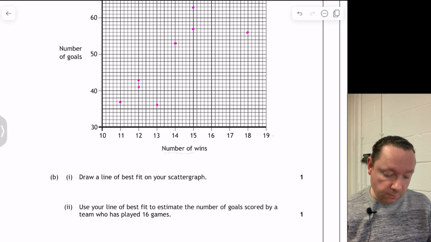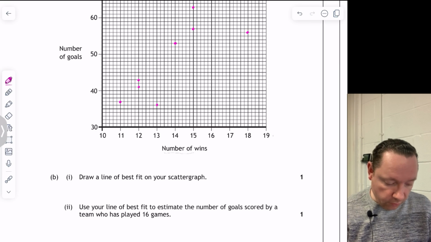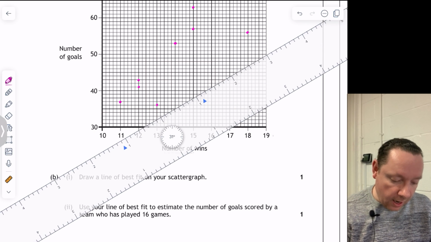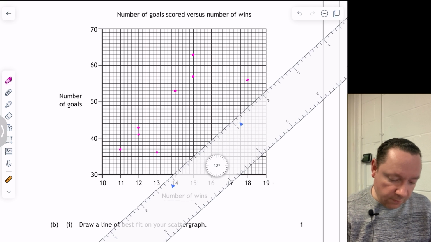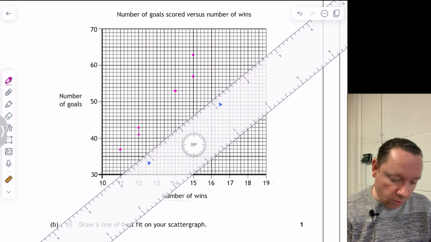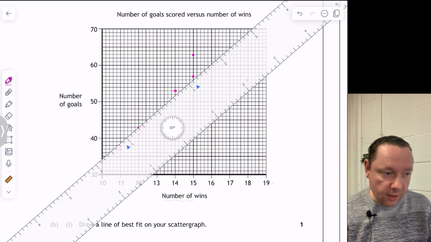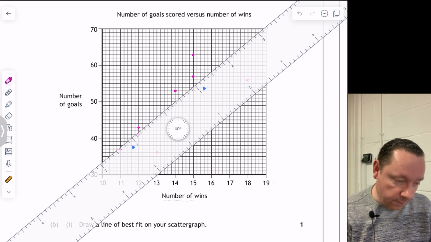Part B says, draw a line of best fit on your scatter graph. So for this you need a ruler. So make sure you've got a ruler for your exam. I've got a ruler for my exam, there we are. And a line of best fit is any line that basically, there's some numbers that you're never going to be anywhere close to. Where they're all scattered, those numbers are called outliers. You'll find that in Advanced Higher maths. You just look for your best line you can.